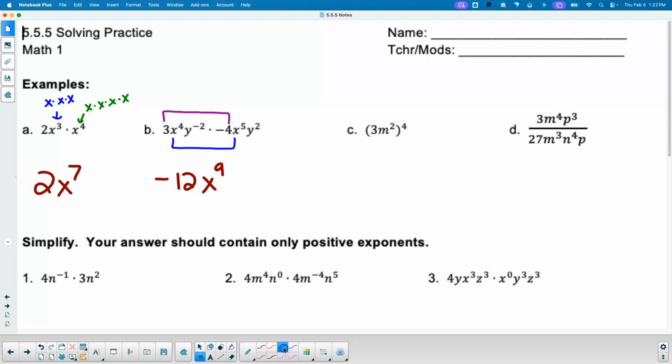On the y's, how many y's do I have in the first one? Negative 2. How many do I have in the second one? 2. Negative 2 plus 2 is 0. Do I have to write it? No, because I've got 0 y's, so it's just gone. So then negative 12x to the 9th is my answer.